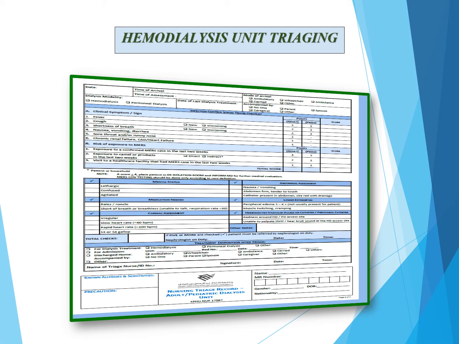In the event that the patient score is greater than 4, send to the ER isolation room and inform the physician on duty for further evaluation. Assess the patient for mental status, cardiac assessment, abdominal assessment, lower extremities, and vascular access if 5 or more check marks are obtained. Then refer the patient to the nephrologist on duty.